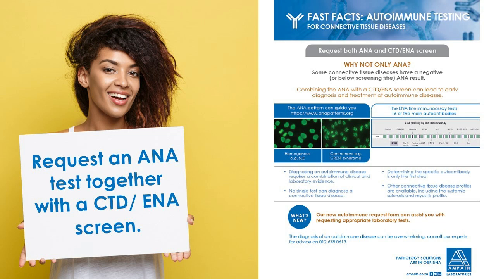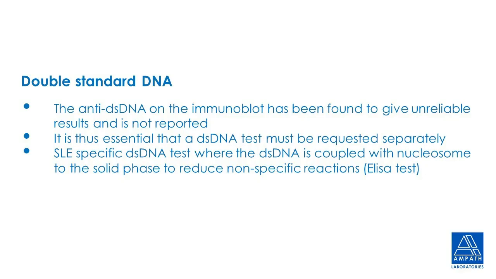The screen can be requested on its own or requested to be broken down to the different autoantigens. We currently resolve positive CTD ANA screens using our CTD immunoblot. The immunoblot identifies the antigens in the screening assay, but not antibodies to MI2 and fibrillarin. The immunoblot additionally identifies antibodies to nucleosome, histone, antimitochondrial antibody M2, and dense fine speckled 70, which are not represented in the screen. The anti-double-stranded DNA on the immunoblot has been found to give unreliable results and is not reported.